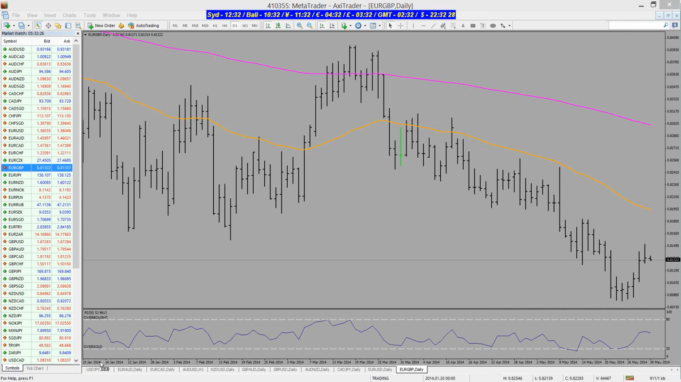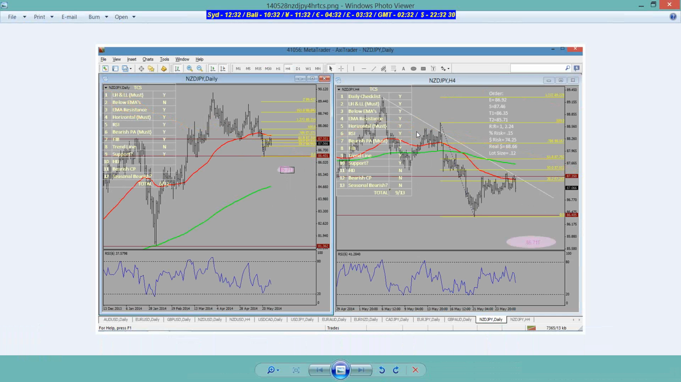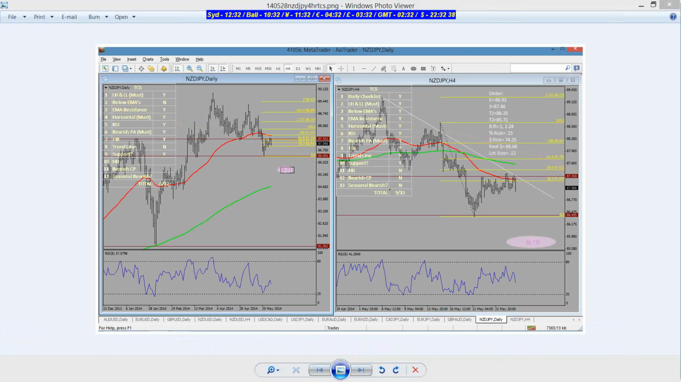So, Kiwi yen daily, 4 hourly. This is nice. Who's this? Kiwi yen 4 hour charts. Okay. So you've got this retested support line and you're saying this is going to be looking into a new phase one, and you're targeting here. Okay, that's all pretty good.